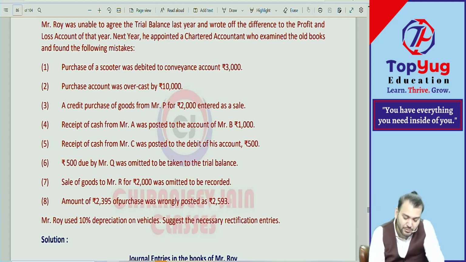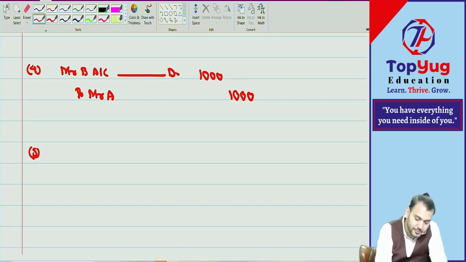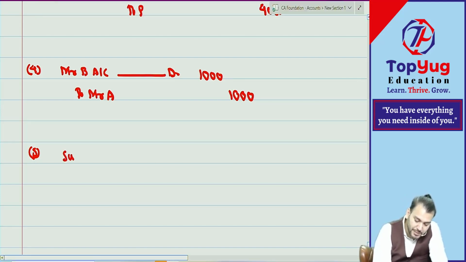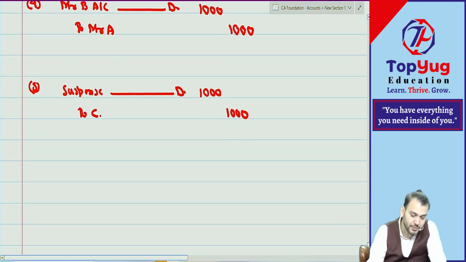Point number 5 first do. Receipt of cash from Mr. C was posted to the debit of his account, 500. Suspense account debit to. So suspense is one sided, no. Suspense account debit to what? Mr. C. What amount? Double effect, no. Double effect, 1000. Correct. This also you have understood.